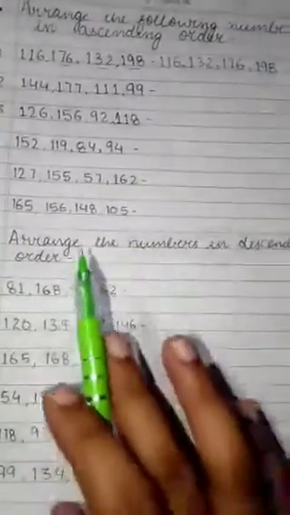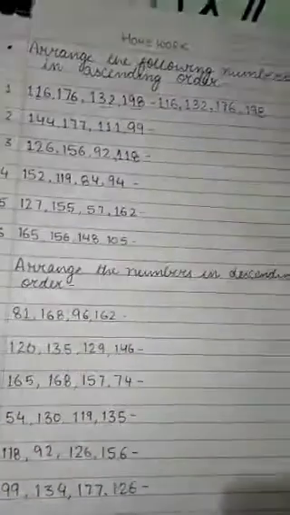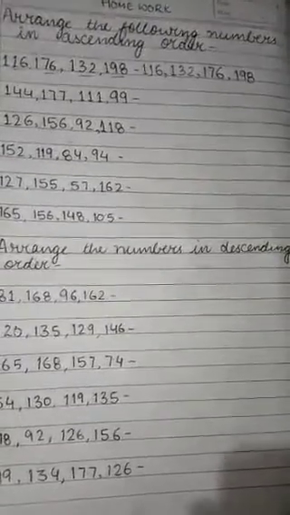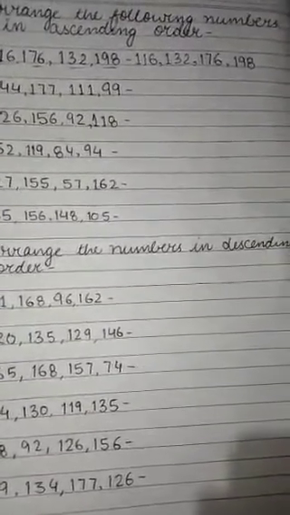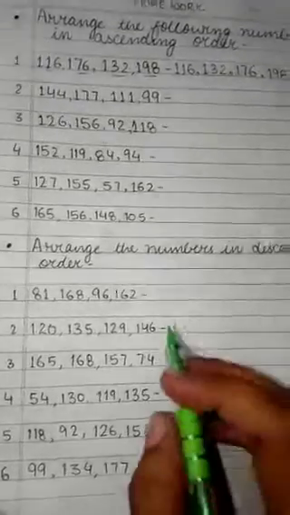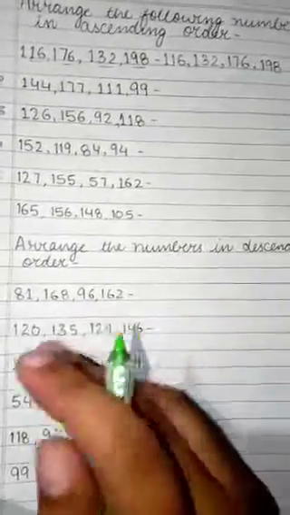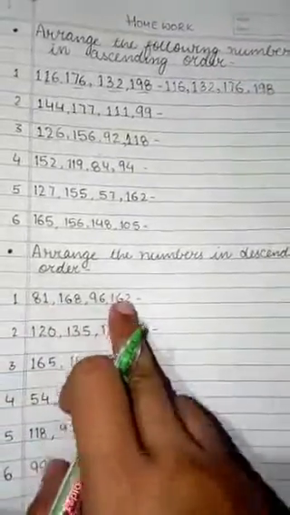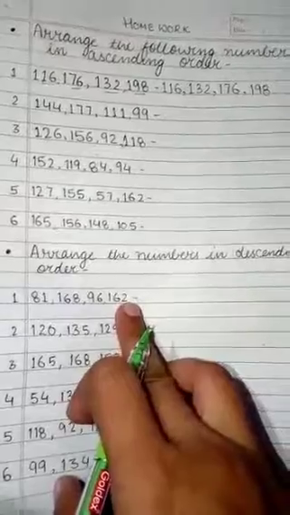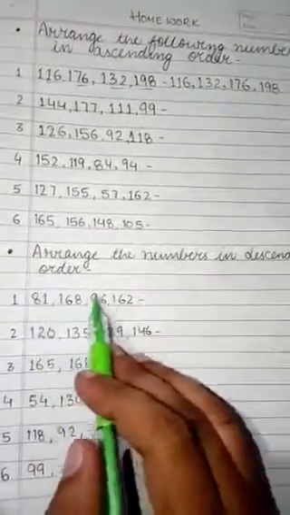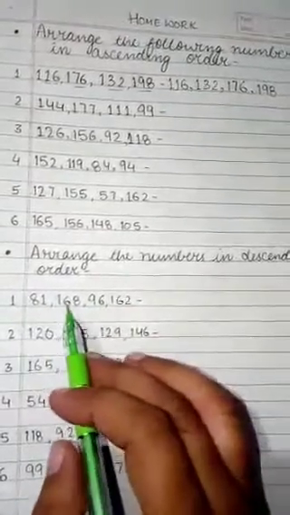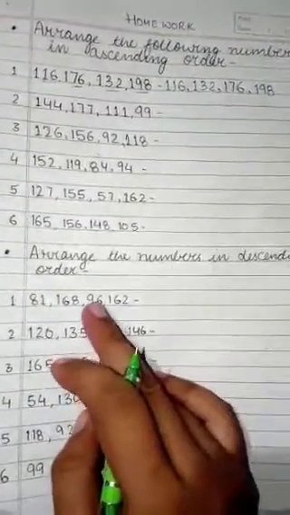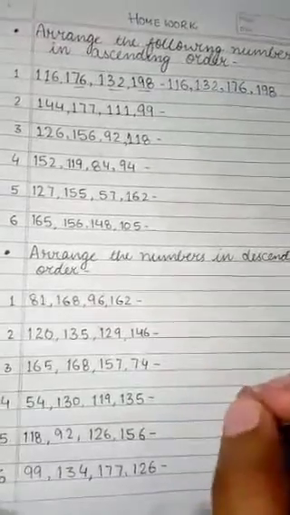Now come to this. Arrange the numbers in descending order. What should we do in descending order? From greatest to the smallest. First of all, what do we do? We read the numbers. 81, 168, 96, 109, 162. Which is the greatest? Two numbers are 2-digit and the others are 3-digit. So the 2-digit ones are smaller.